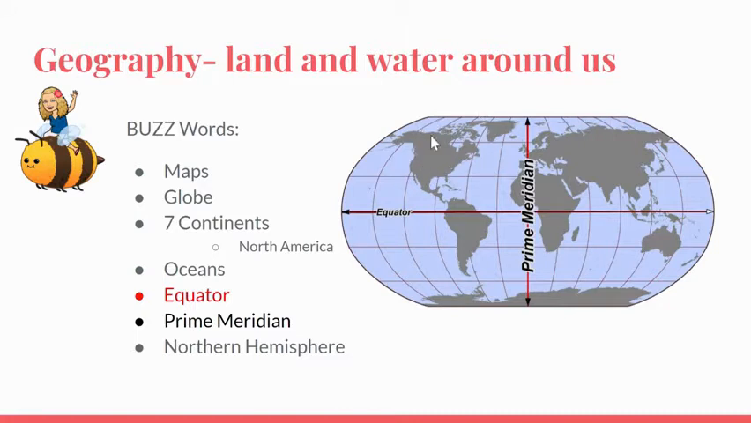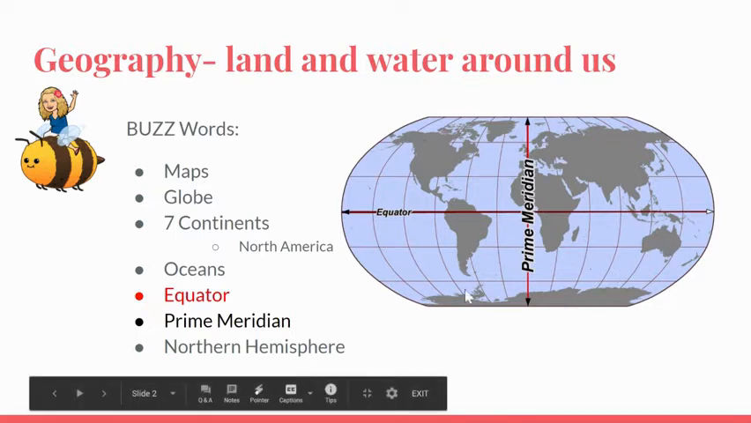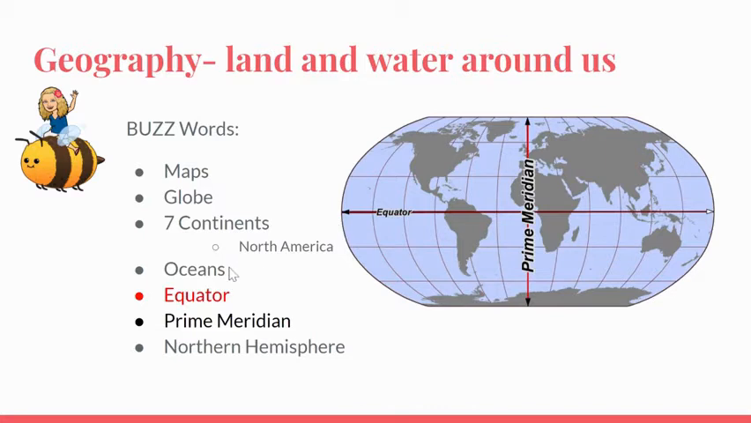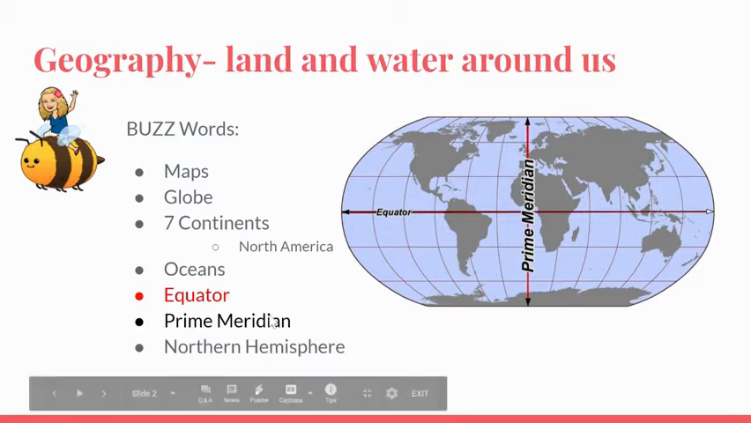This is a continent. This is the one we live in. This is North America. There are 7 continents. There's North America, South America, Africa, Europe, Asia, Australia, and Antarctica. But we live in North America, and there are 1, 2, 3, 4, 5, 6, 7 continents. We also have oceans that surround us. You guys know the oceans are the water that's on the earth.